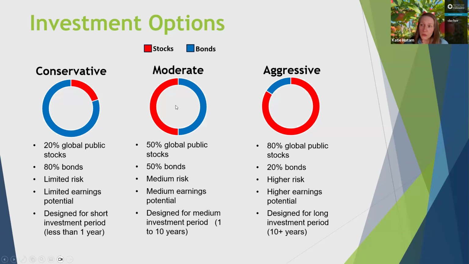We also have the moderate option, which is 50-50 bonds and stocks. We consider this a medium risk, but also medium earning potential, and designed for that medium investment period. And then we've got the aggressive option, which is 80% stocks, 20% bonds, and is designed for people who are looking for a higher earning potential, but there is a higher risk that goes along with that. This is for people who are looking long-term. So it's a great way to do that if you know you're opening an account for a child or a youth, and the money is going to sit in there for a while.